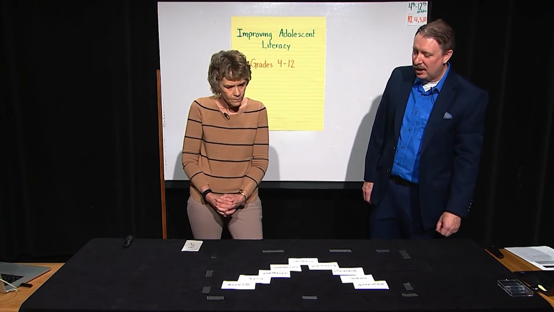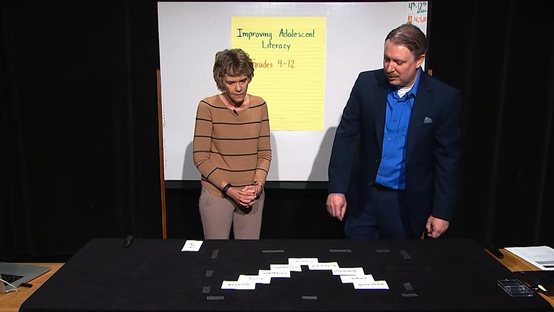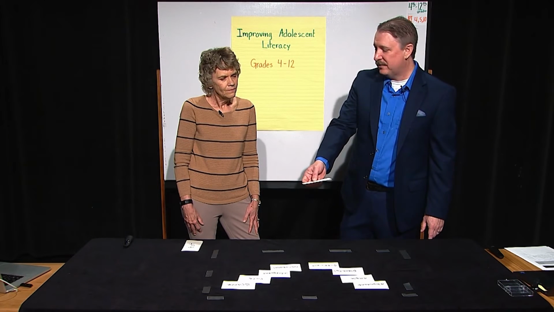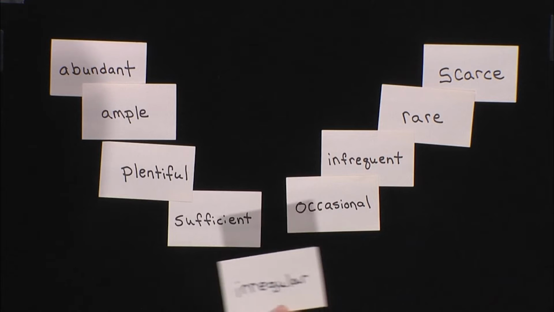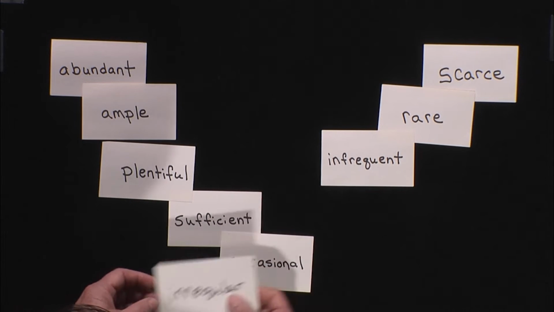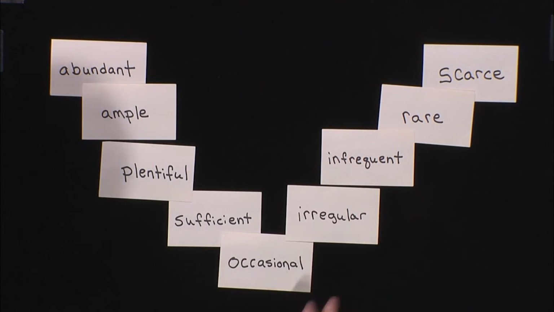Okay. The other one that I really want to change is irregular. Irregular, that whole prefix IR means something's not right or something's wrong with something. So irregular means it's not happening as regularly as it should. So in my mind, that's got a negative connotation. So I'm going to move it closer to scarce. And I'm probably going to put occasional closer to the middle and irregular closer to scarce. What are your thoughts on that?